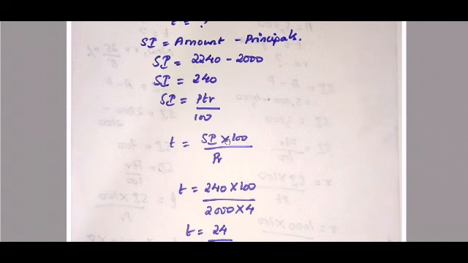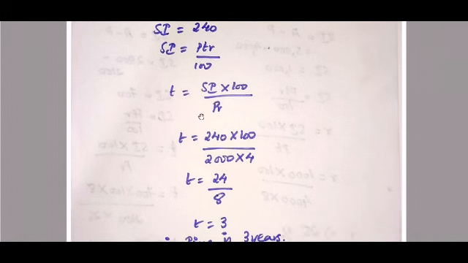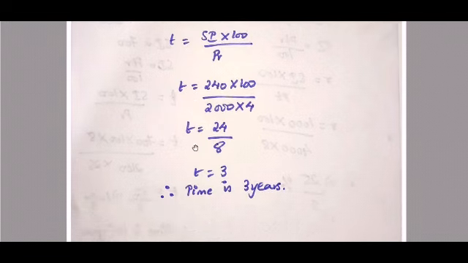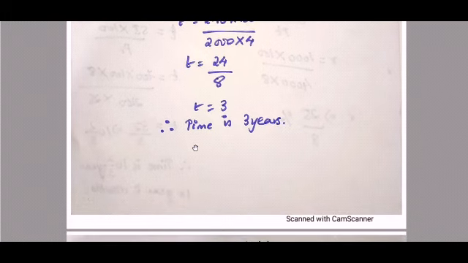Simple interest is PTR by 100. Now we are supposed to find out the time. So bring time to the left hand side. Time is equal to simple interest into 100 divided by PR. Time is equal to 240 into 100 divided by 2000 into 4. Time is equal to 24 divided by 8. Time is 3 years.